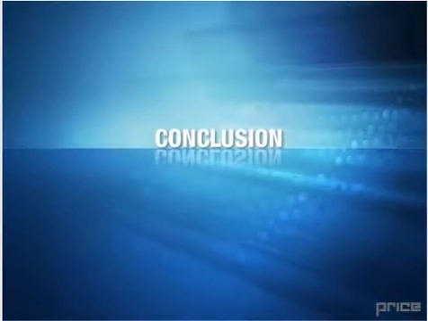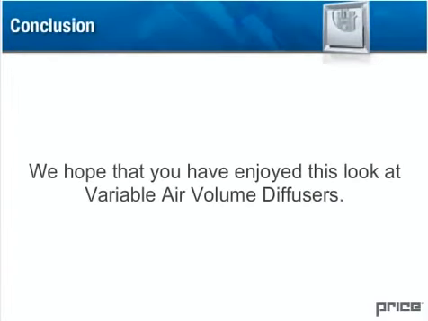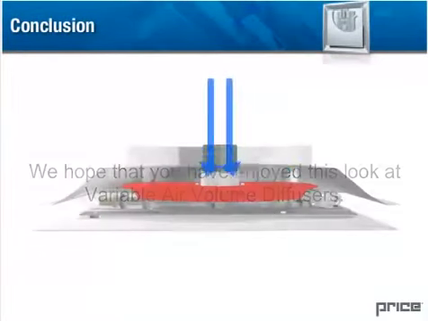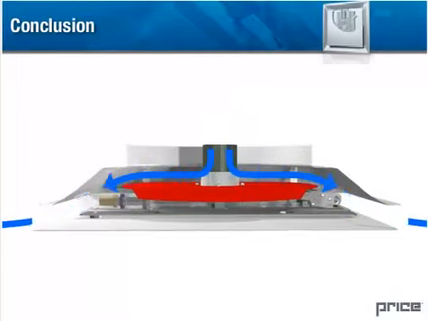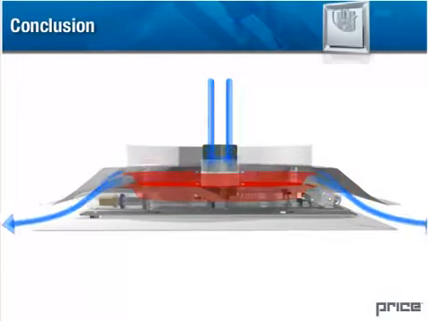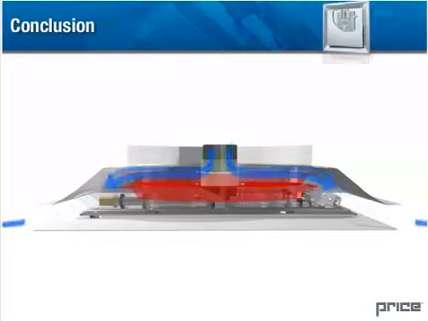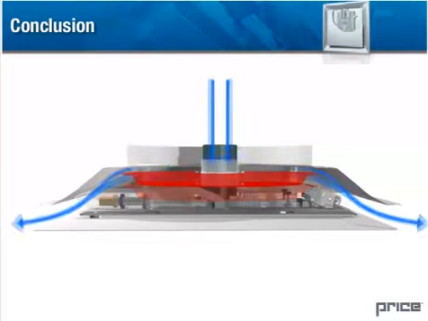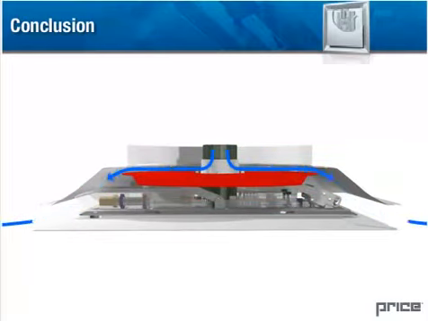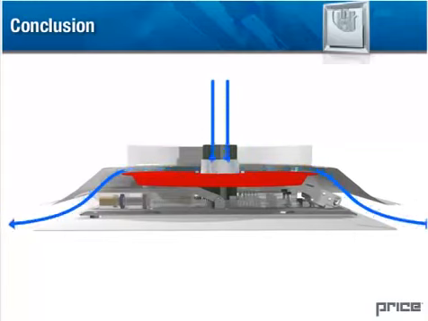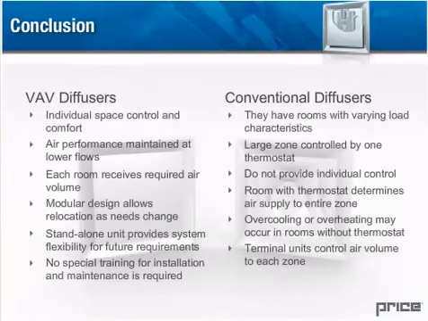Conclusion. We hope that you've enjoyed this look at variable air volume diffusers. We've explored many of their aspects, including their concept of using self-modulating diffusers to monitor individual space conditions and adjust airflow to satisfy occupants' selected levels of comfort. We've compared the differences between VAV diffusers and conventional diffusers, and we've seen the numerous advantages that they offer.